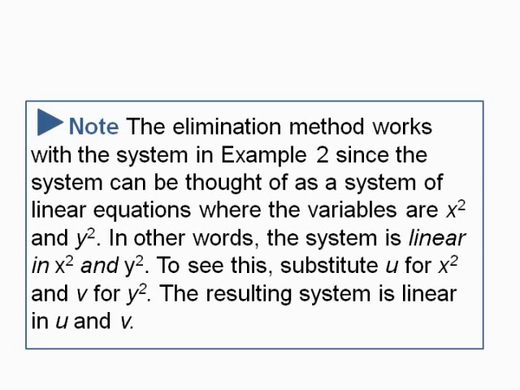One note here: the elimination method works with the system in example 2 since the system can be thought of as linear where the variables are x squared and y squared. In other words, we could use substitution if we wanted to, letting u be x squared and v be y squared to make that linear. But I'm just showing you that the elimination method works well too. So use either substitution or elimination in this section, whatever you feel is best.